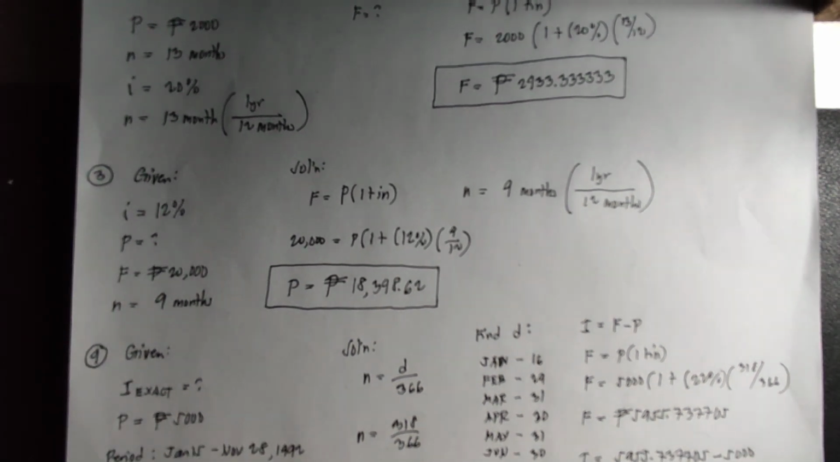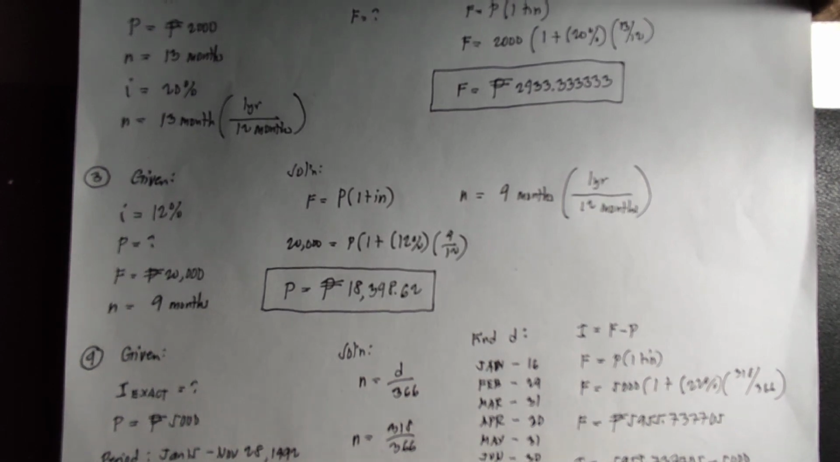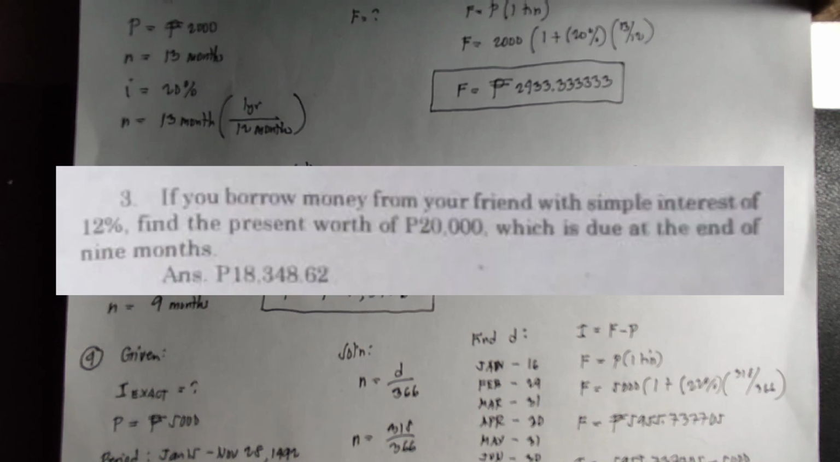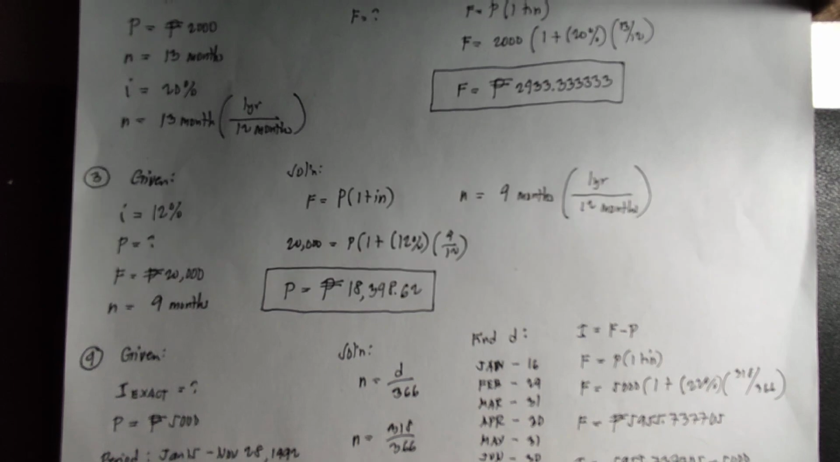So let's go now to number 3. Number 3. If you borrow money from your friend with simple interest of 12%, find the present worth of 20,000 pesos which is due at the end of 9 months. So the given, the interest rate is equal to 12%. The principal is what we are going to find. The future amount is equal to 20,000 pesos. Then n, or the number of years, is equal to 9 months over 12 months. That will give us 9/12.